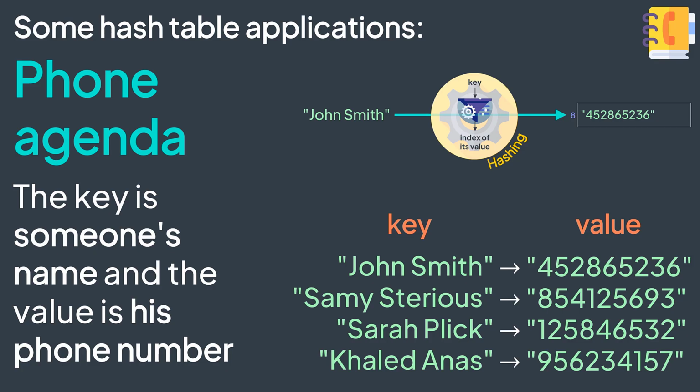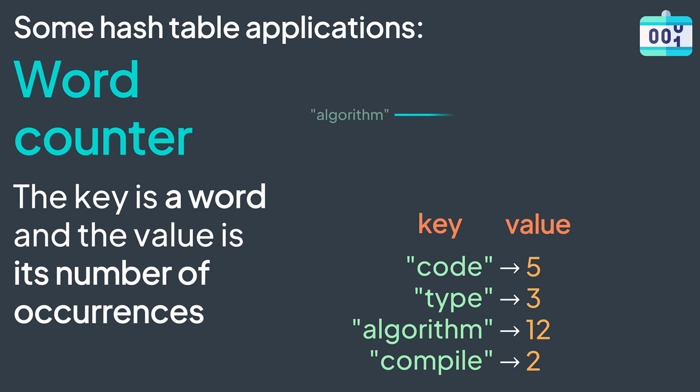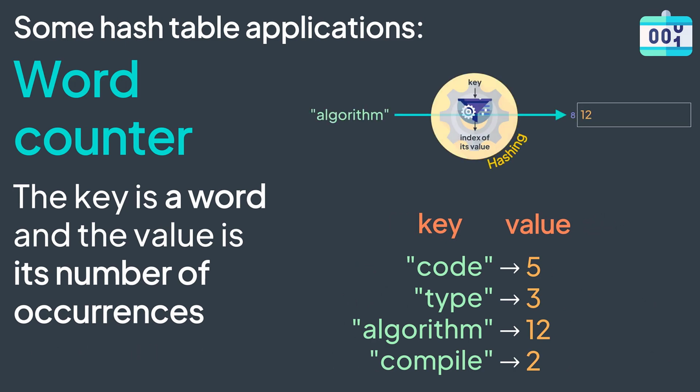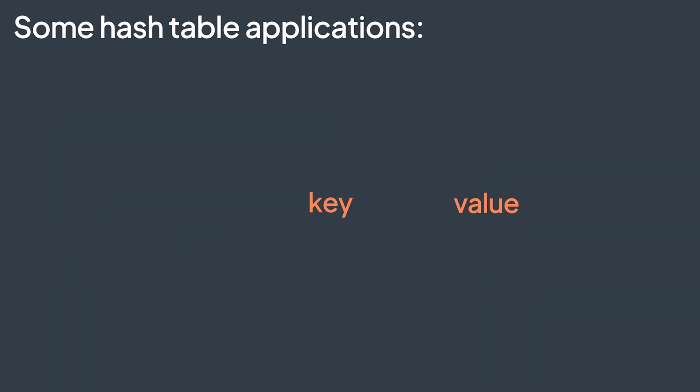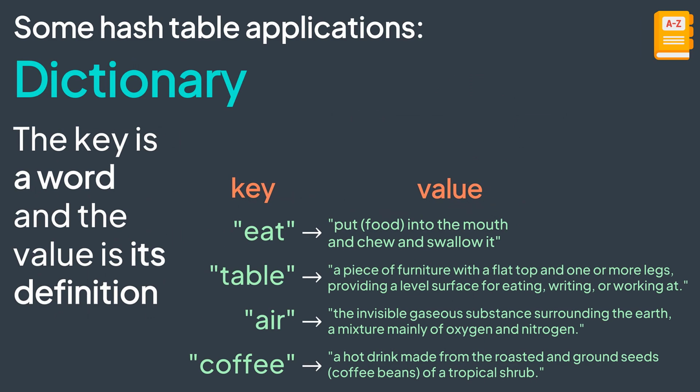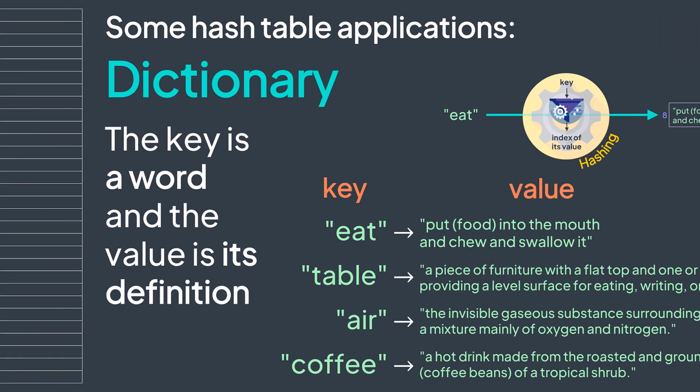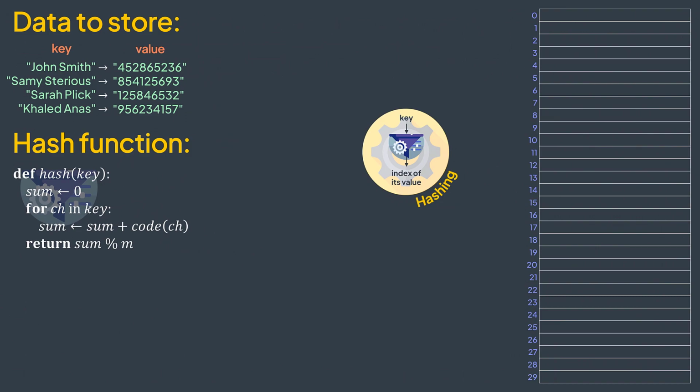Another example is a word counter for a text. We want to store the number of occurrences of each word. So the key is a word and the value is an integer that represents its number of occurrences. Last example, we can use it to implement a dictionary. A dictionary contains words and their definitions. So the key is a word and the value is its definition. And if we want the definition of a word, we hash it and we get the index of its definition. Those were some examples of when we would think about using a hash table.